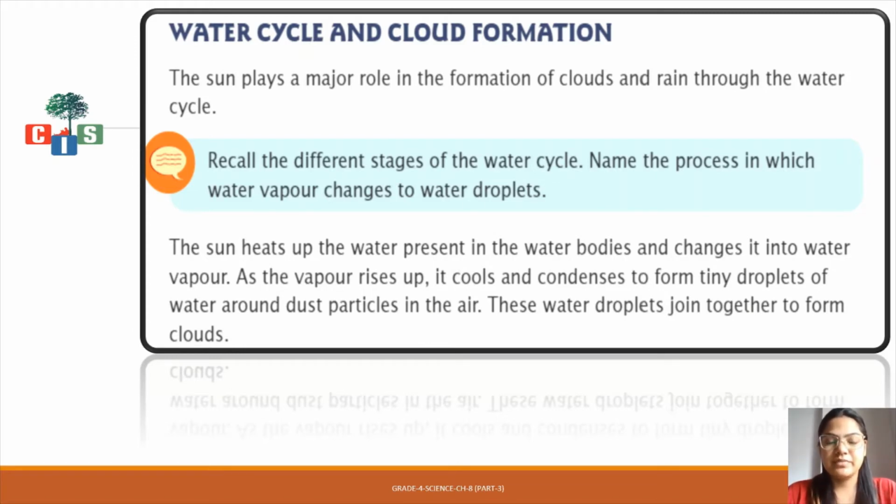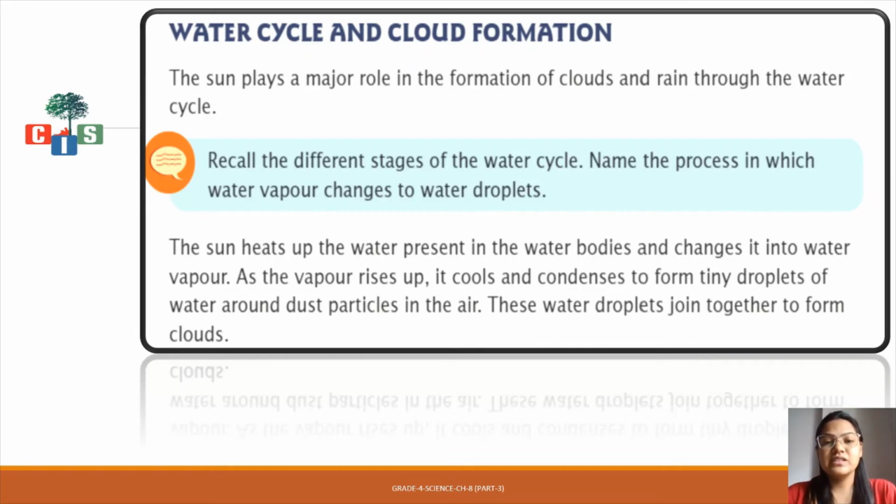First, water cycle. The sun plays a major role in the formation of clouds and rain through the water cycle. Yes, the sun plays a major role in the formation of clouds as well as in the water cycle. The sun heats up the water in the water bodies and changes it into water vapor. Water bodies such as rivers, lakes, oceans, seas consist of water, and the sun will heat up the water present in these water bodies, and then the water will change into water vapor.